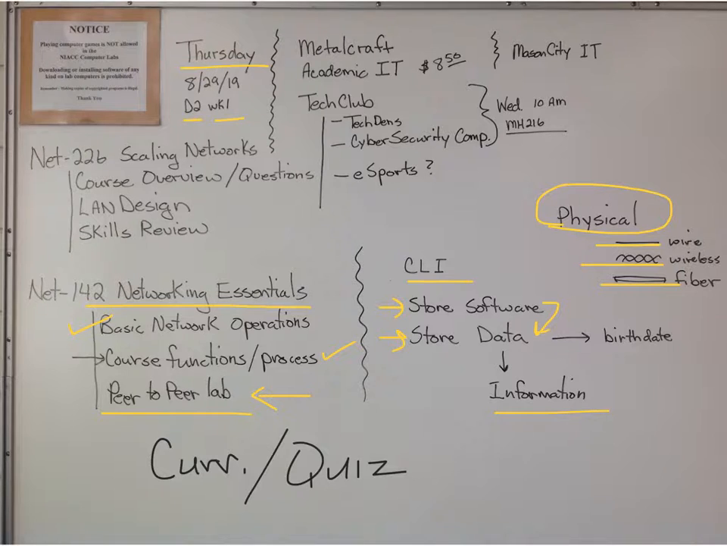Oh, by the way, we did an example here. My birthday. In technology, you would store somebody's birth date, and then the computer could use software to figure out how old you are. Makes a lot of sense.